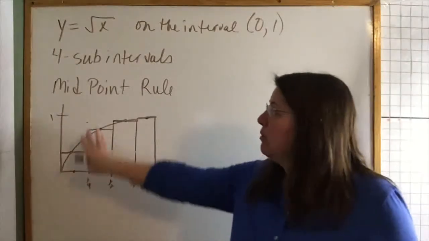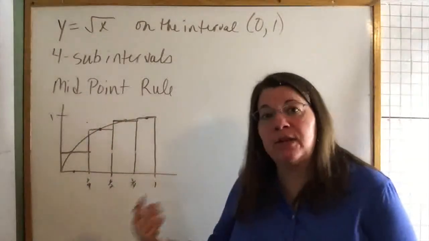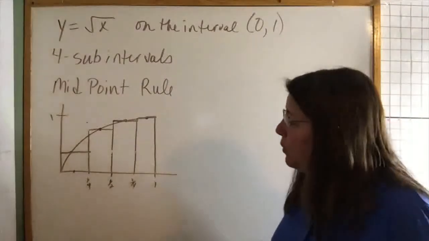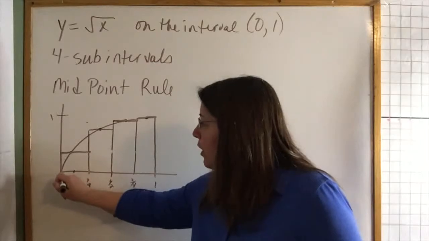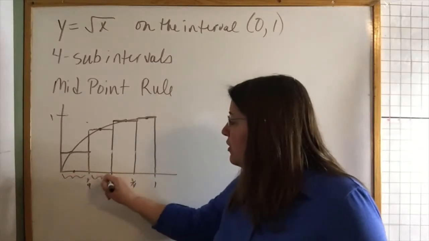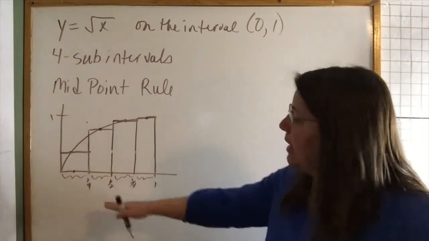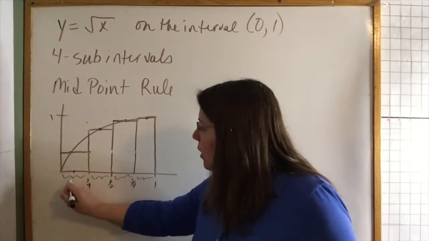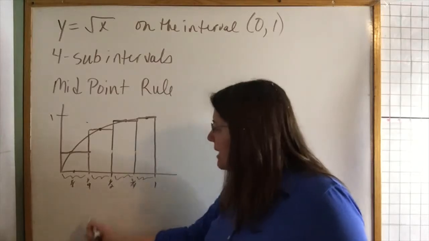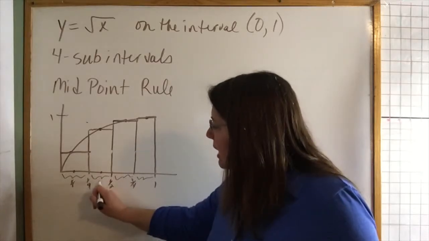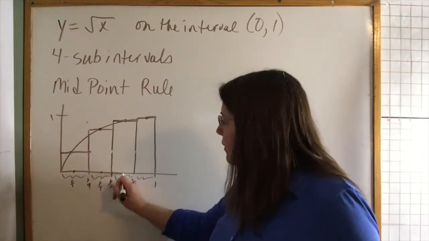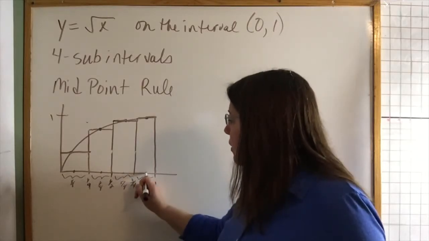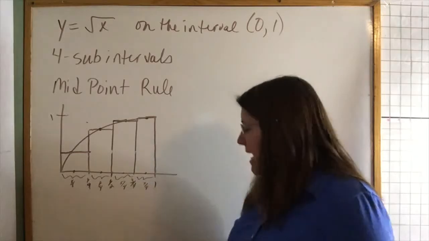So you can see here with the midpoint rule, we're going to get something even closer to the actual area under the curve. So what I'm going to do, my width for all of these rectangles, remember, is still 1/4. But now the heights are going to be what we have when we plug that midpoint in. So what do I get when I plug in 1/8? Here, what do I get when I plug in 3/8? For this one, what do I get when I plug in 5/8? And for this one, what do I get when I plug in 7/8?